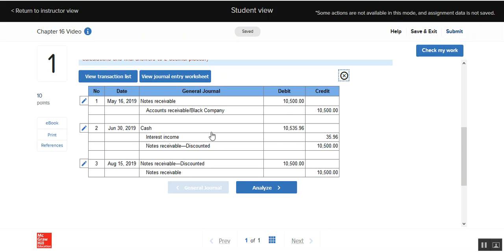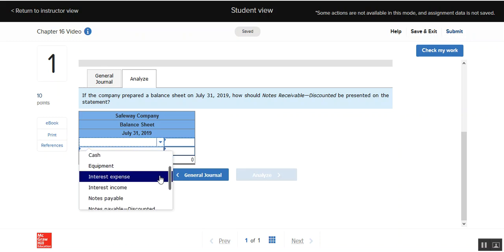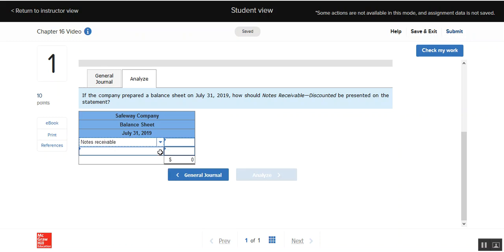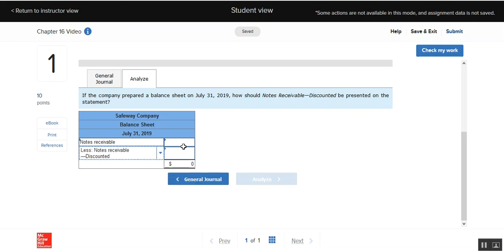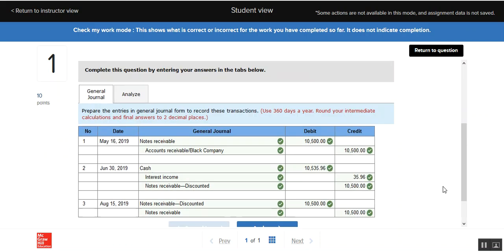So you can just disregard that for the analyzed portion. So on the analyzed portion, for the notes receivable part of our balance sheet, we have a notes receivable of $10,500, and we have a notes receivable discounted for $10,500. So we're going to put our notes receivable in here, and our notes receivable discounted. Those are actually the two things that are going to show up in this section of the balance sheet. Both of those had a balance of $10,500. So you'll see they offset, and you actually have a 0, and I don't think anything goes in that last box. So let's check and make sure we've got it right.